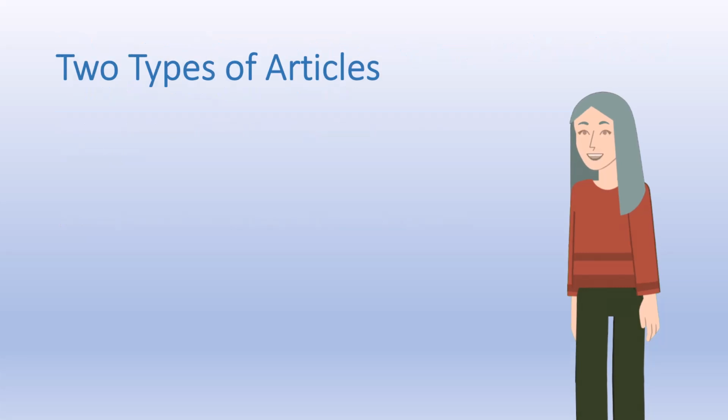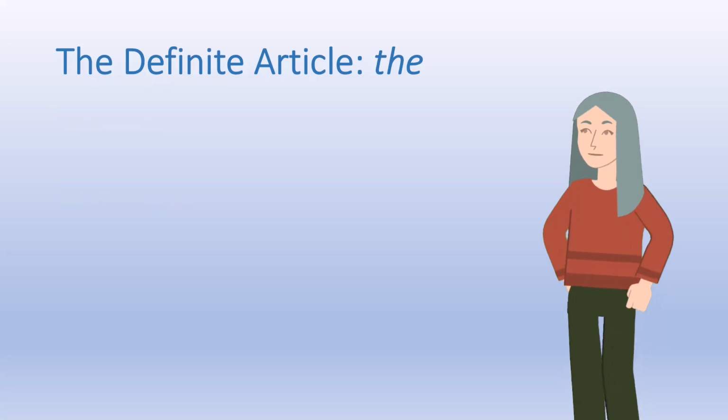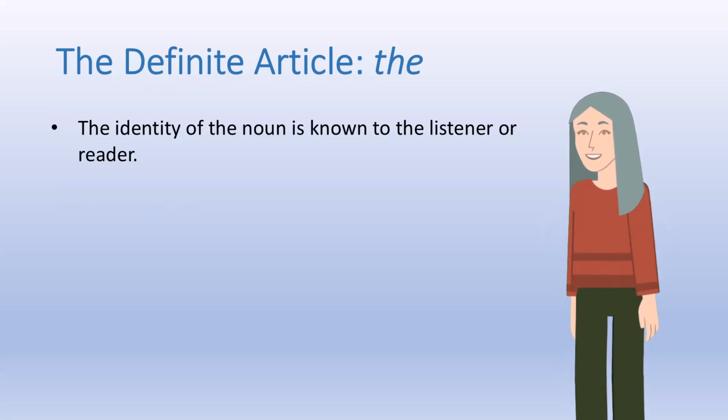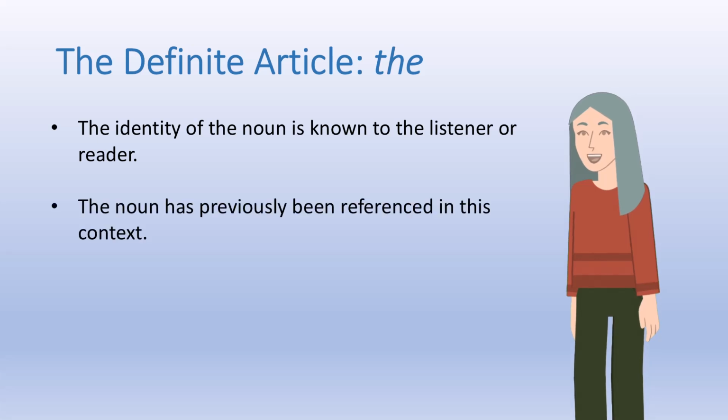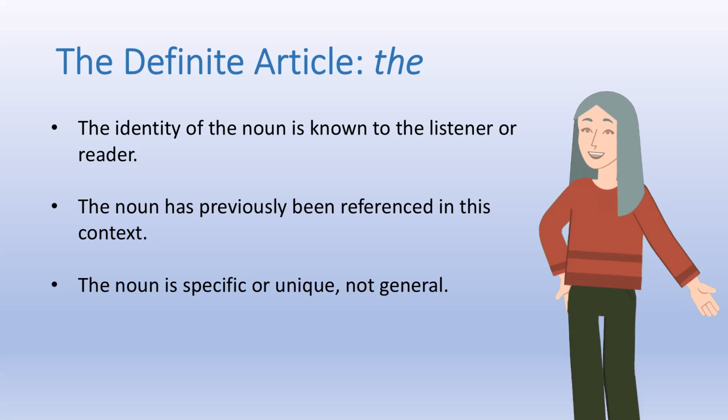Let's explore the two types of articles. There's the definite article, the, and the indefinite articles, a and an. Let's begin with the definite article, the. This article tells the listener or reader that the noun following the article is known to the listener or reader, or that the noun has been previously identified in the conversation or text. It clarifies that the noun is a specific or unique noun, not a general reference.